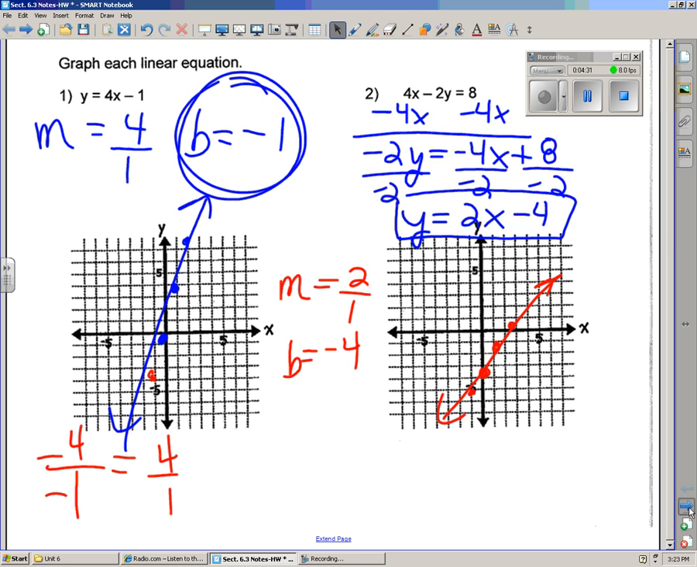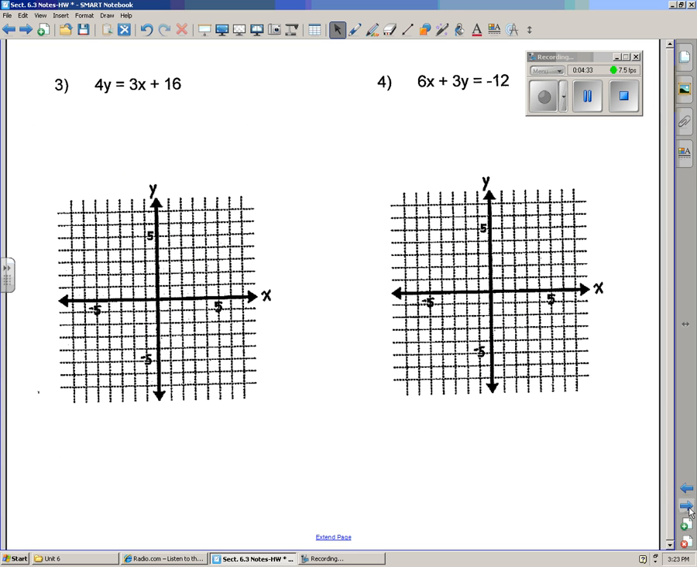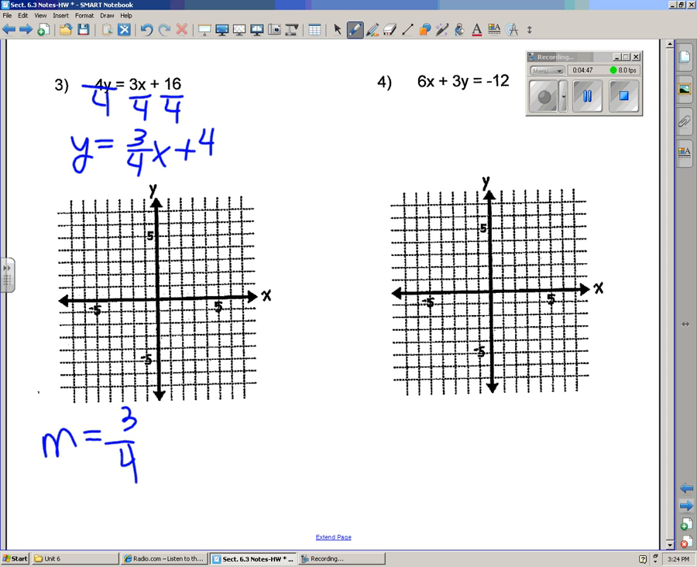Let's see what we got next. Again, we've got to get this into y equals. It's not there. So if I divide everything by 4, we get y equals 3/4 x plus 4. In this case, our slope is a fraction, so that's all good. 3 over 4, and our y-intercept is 4. You begin graphing on the y-axis at the y-intercept. From that point, you go up 3 to the right 4. The same thing as going up and to the right is down and to the left. And then you connect the dots, use your arrows.